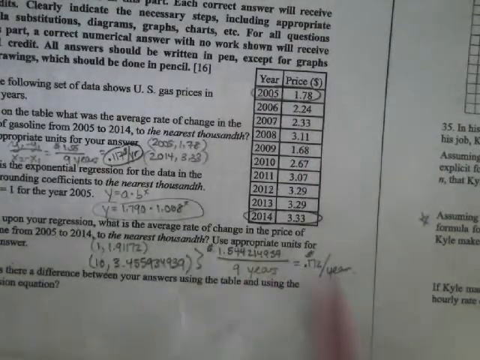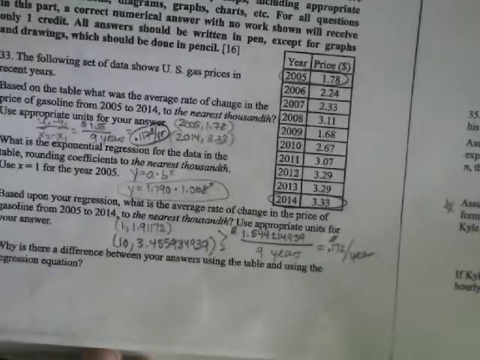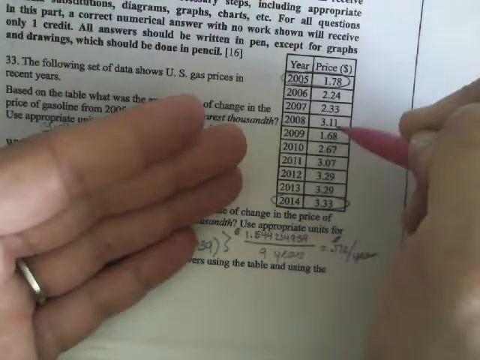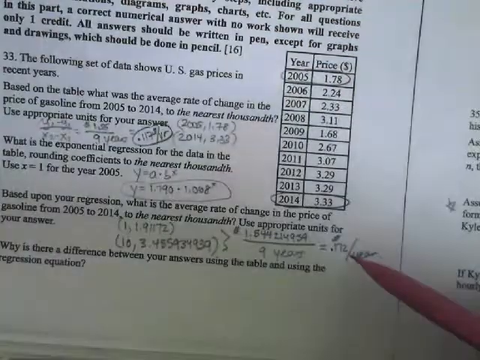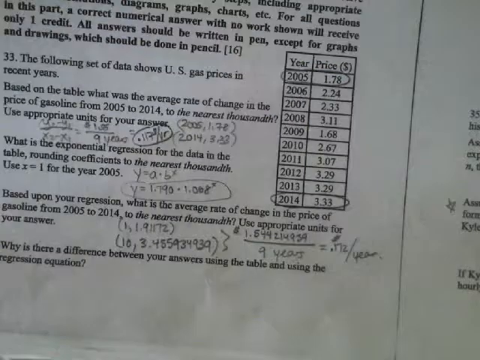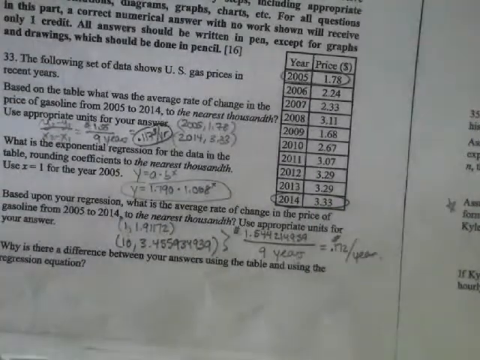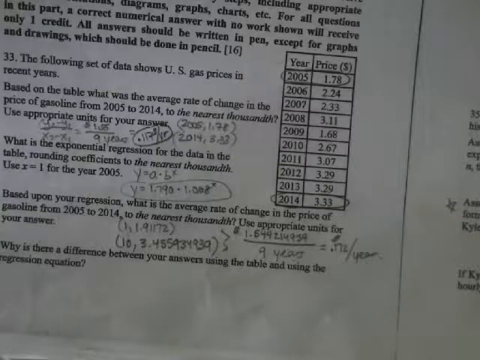Why is there a difference between your answers using the table and using the regression equation? Okay? The table are the actual results. The regression equation just gives us the best overall trend. And we know that when things are a trend, and that's just our best overall analysis of how something is changing, that doesn't mean it's actually changing by that exact amount every year.